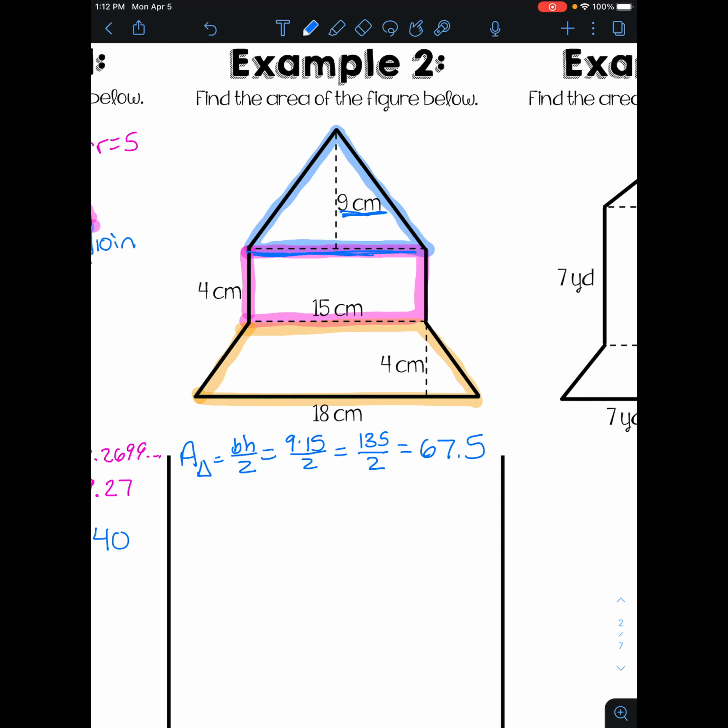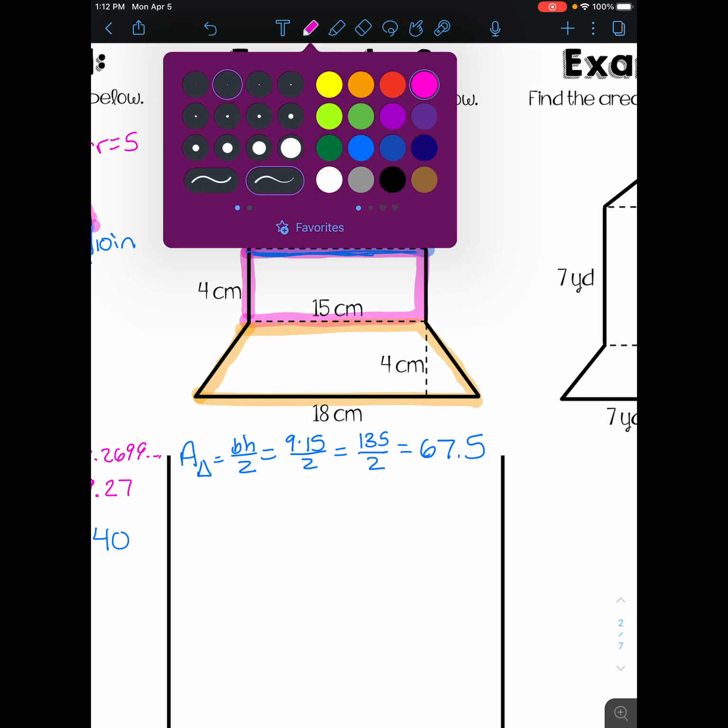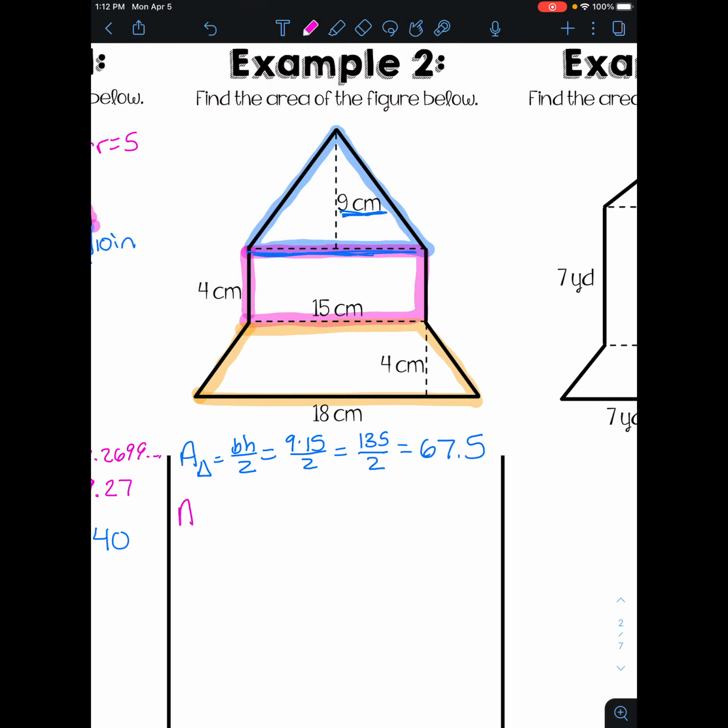Now we need to change colors, and we have our rectangle. So area of the rectangle, again, is base times height, which is 4 times 15, which gives us 60. All right, doing pretty good so far. Now we're up to our trapezoid.